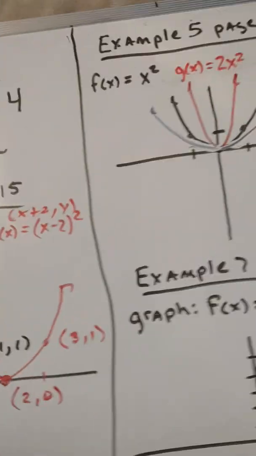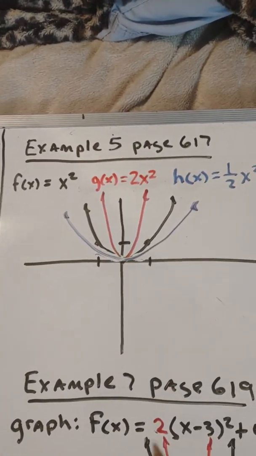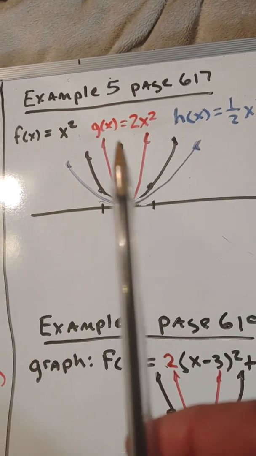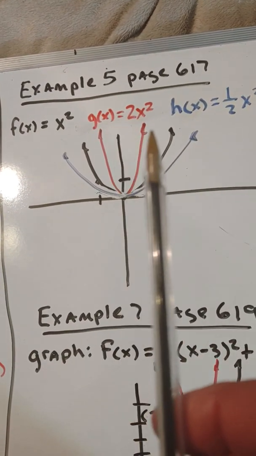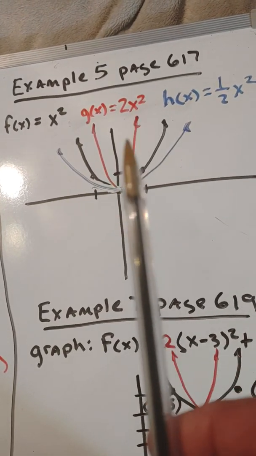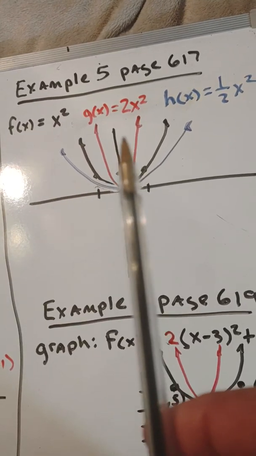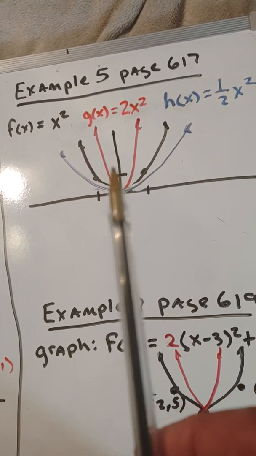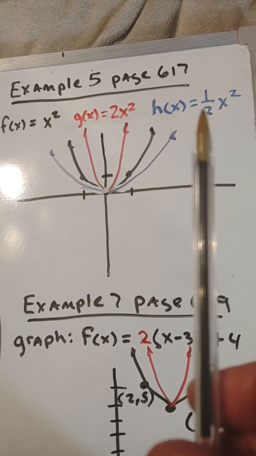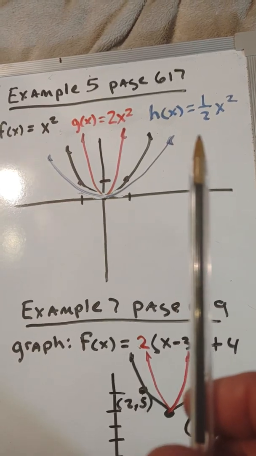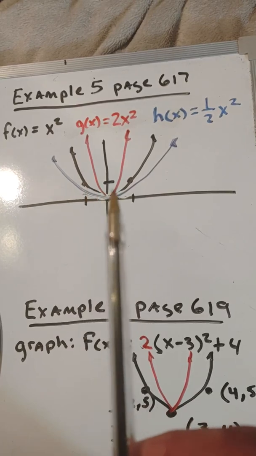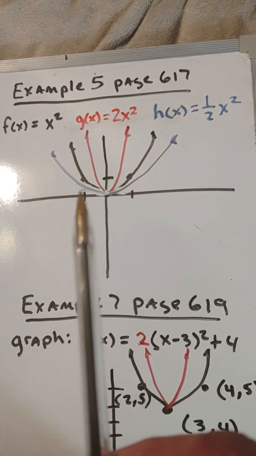The other transformation that takes place is when you have a number in front of x squared. If you have a number that's greater than 1, then it's called a vertical stretch. So it causes the sides to come closer together, in other words, to rise faster. If you have a number in front of x squared that is somewhere between 0 and 1, which means a fraction or a decimal, then it causes what we call a compression. So it causes the sides to move down.